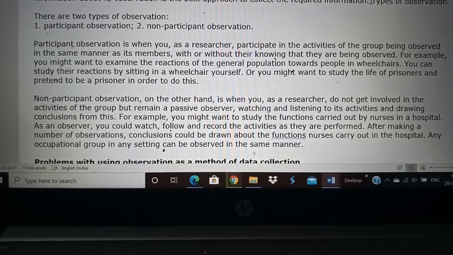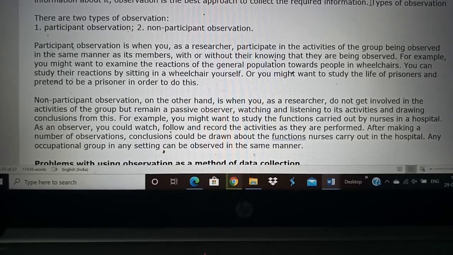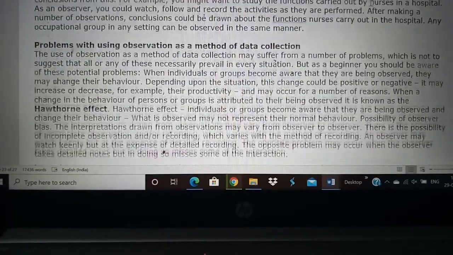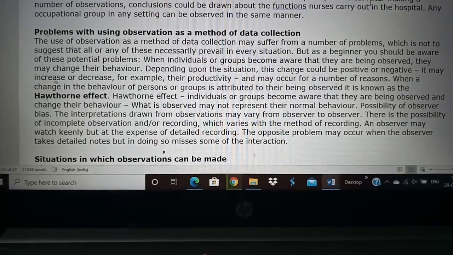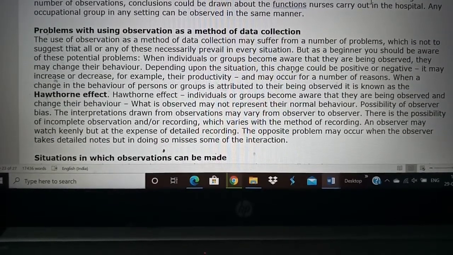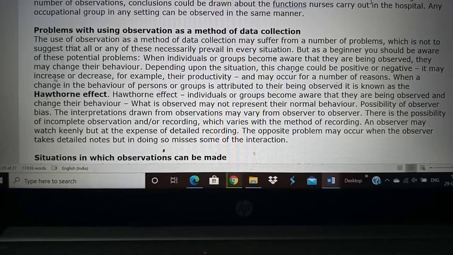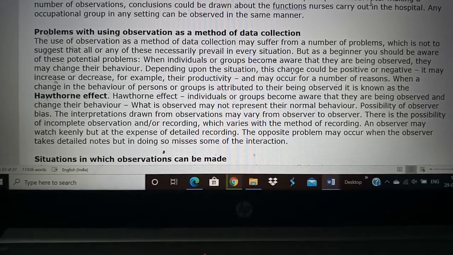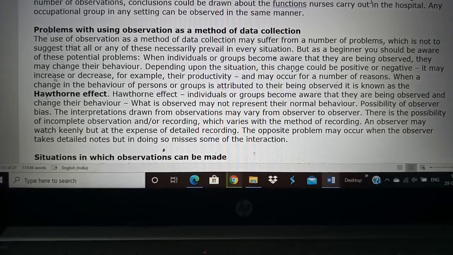Okay, you are not part of the group itself, you are away from the group. There are some limitations or problems when you use observation as a method of data collection. Okay, some of the common problems is that when people who are part of the study understand that you are observing them, then they change their behavior. Okay, they do not behave normally.